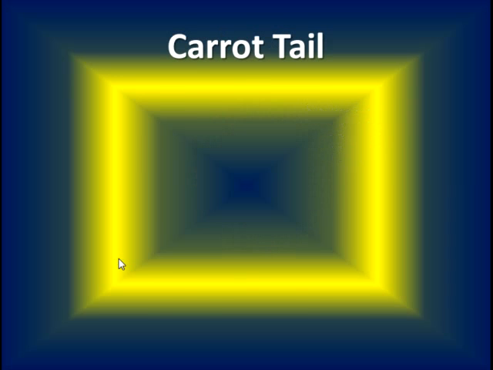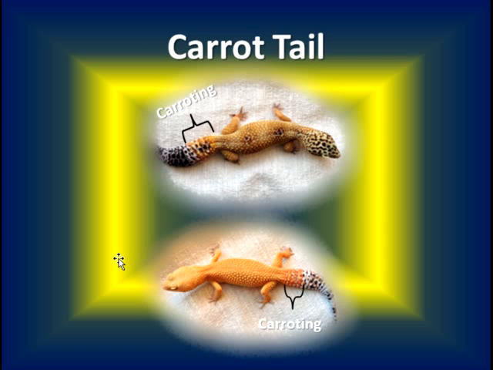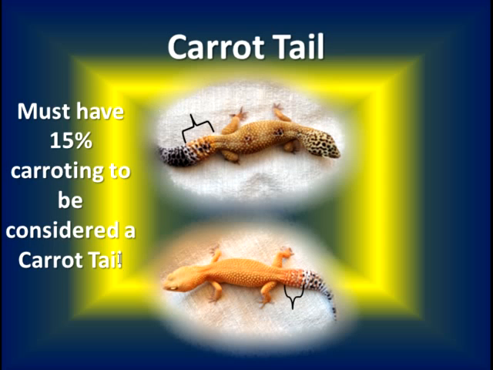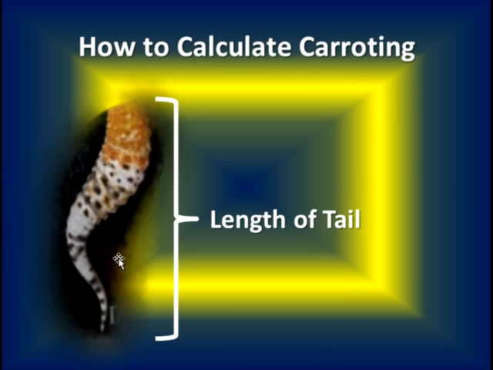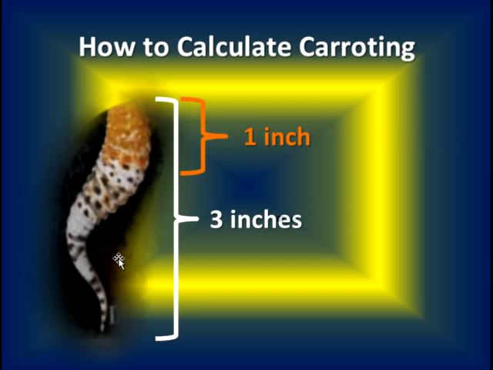Next is carrot tail. And carrot tail is just the orange on the tail. In order to be considered a carrot tail, it must have 15% carotene. And these girls, the top one has 25 or 27%, the bottom has 33%. I've calculated them before, and I'll show you how to do it. So first you're going to take the length of the tail, like the entire length. I try to start from the end of the point of the hips. Usually you can tell where that is. And then you're going to take the length of the orange.